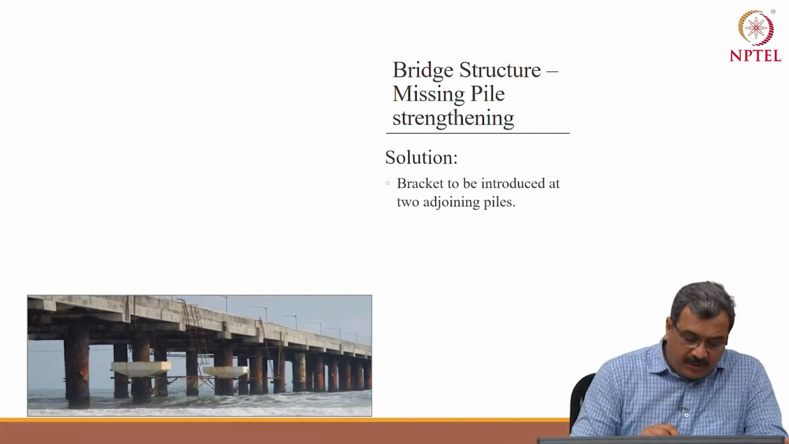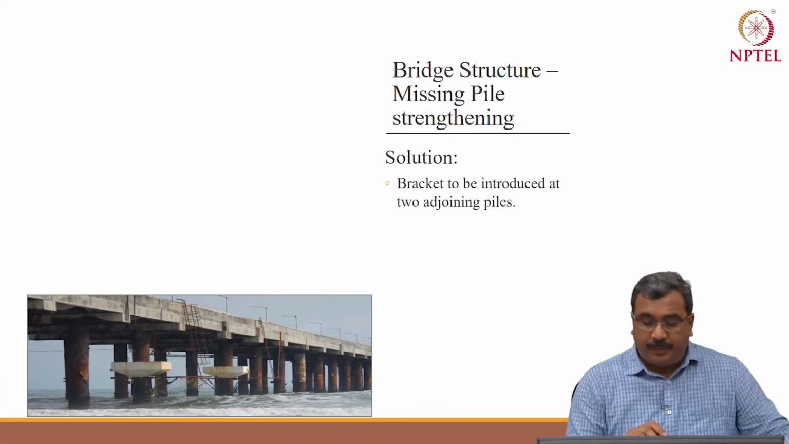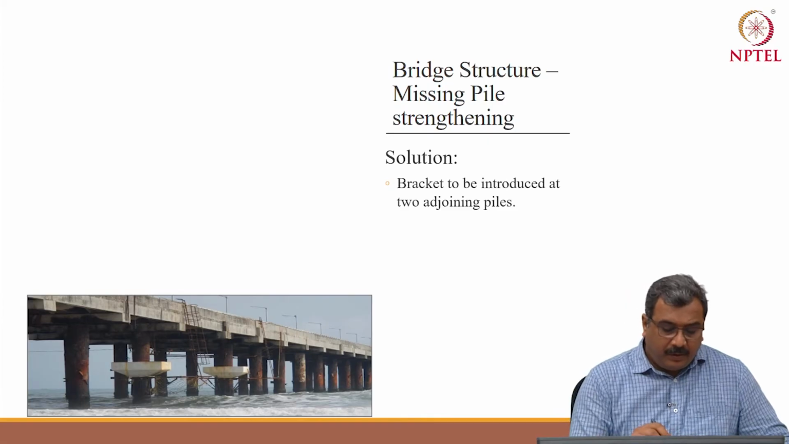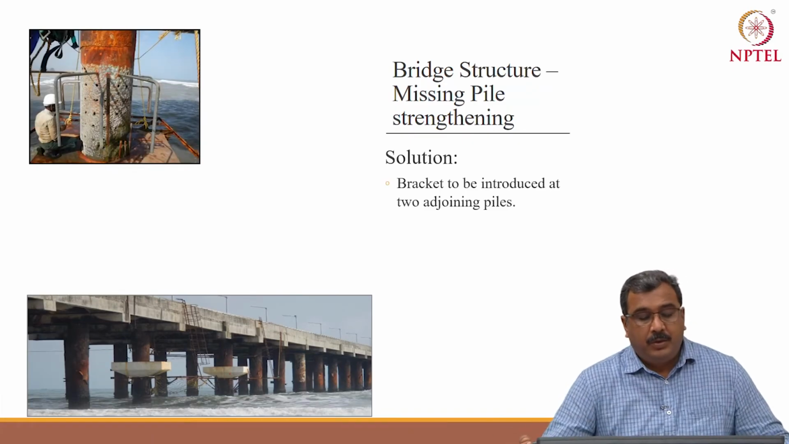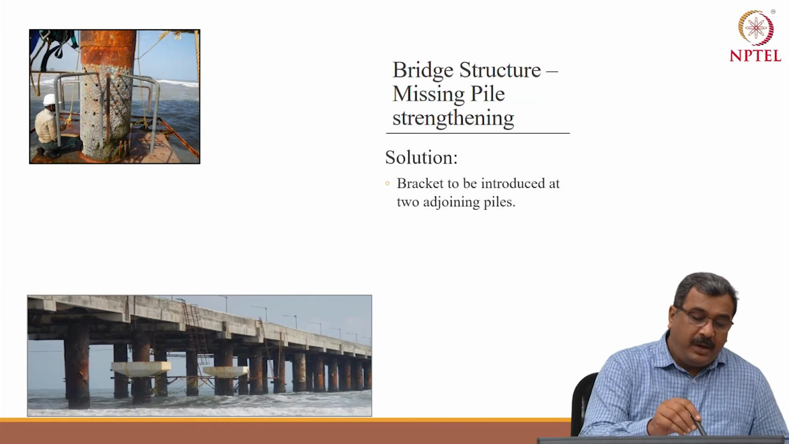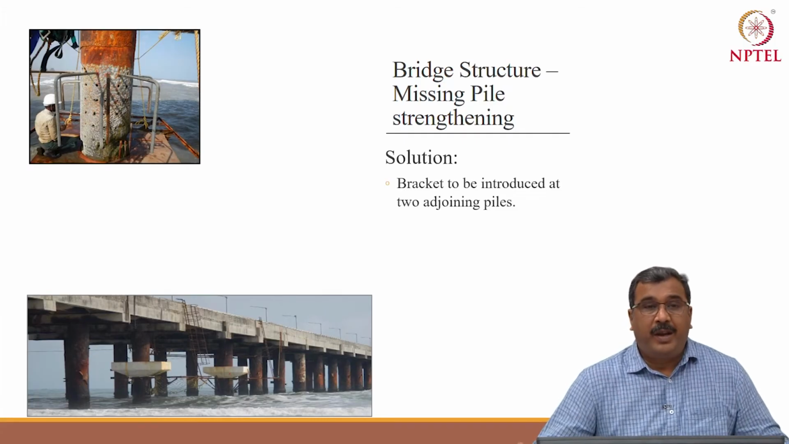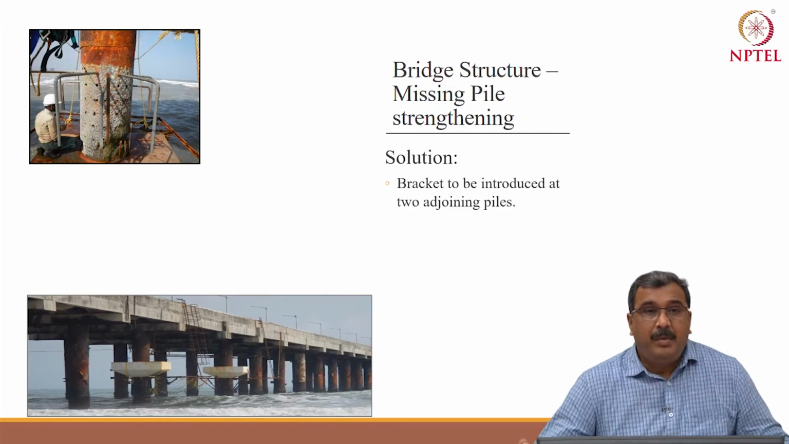So, these two brackets have to be constructed on P19 and P21 to support this P20. Proper access has been made, a 32 mm hole has been drilled in the liners, with depth as per the requirement of calculation. Rebar grouting of the main rebar has been done.